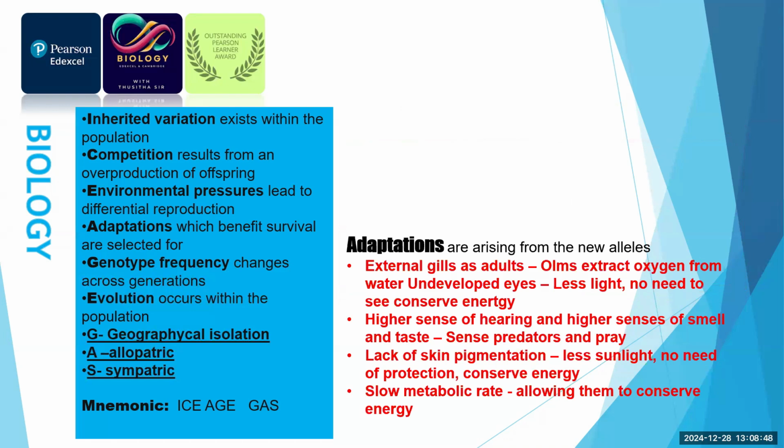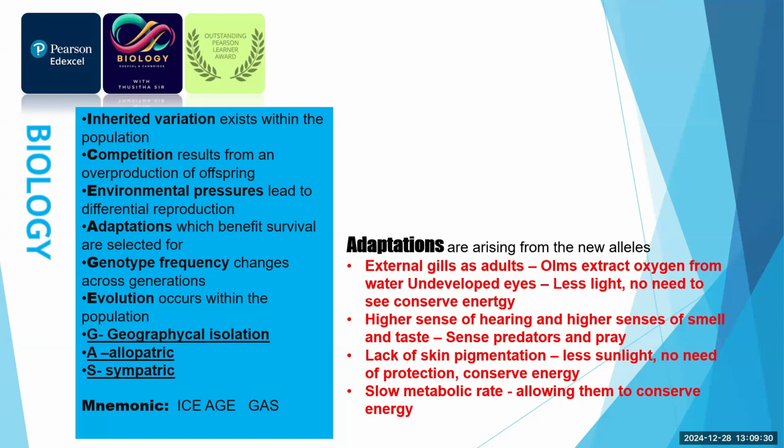They can extract oxygen from water. Underdeveloped eyes are not required because they live in the dark. There is less light and they don't need eyes to see, because if they use the eyes, they again use energy. So they can conserve energy. But when they have higher hearing and sense, then they can use this to detect predators and prey. They are extremely sensitive to the vibrations and smells of these predators and prey, and they can use these extreme senses to catch prey or escape from predators.